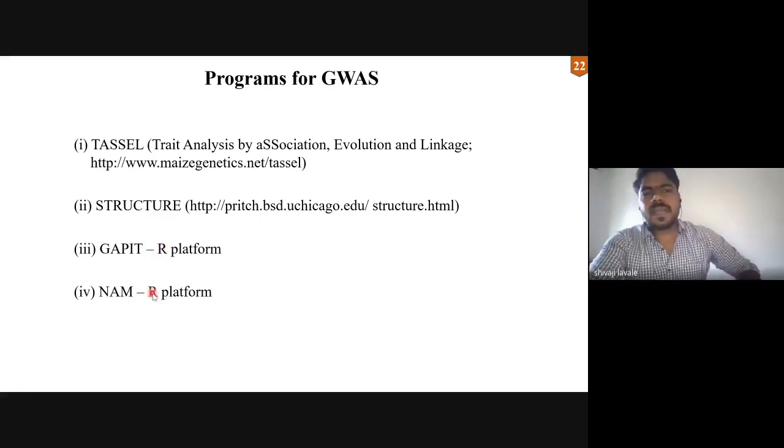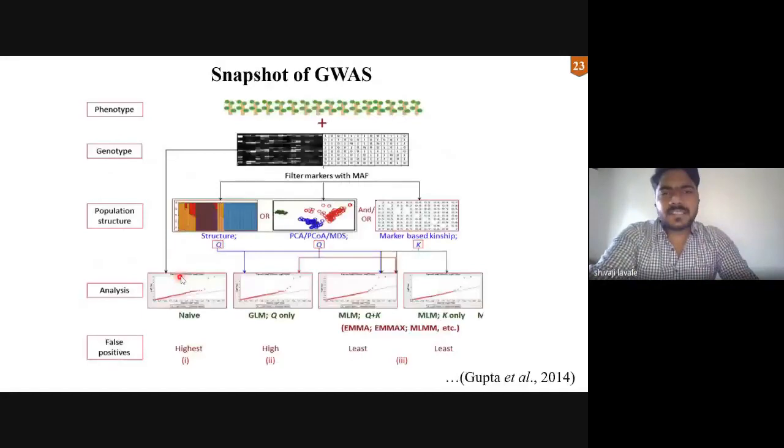So this is a snapshot of the entire GWAS experiment. We have phenotypic data and genotypic data. If we use only these two data in analysis, the false positives will be highest. If we include the structure of the population and kinship data, we can see that false positives are reducing.